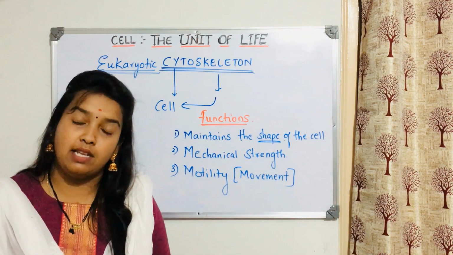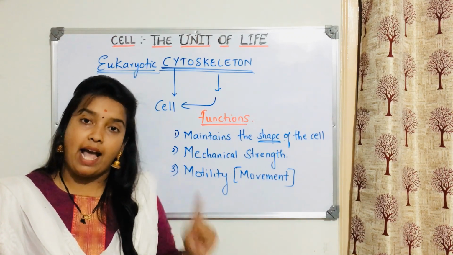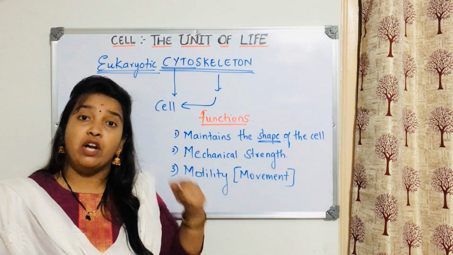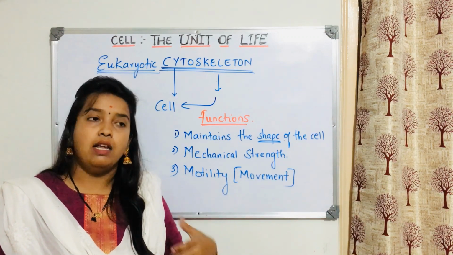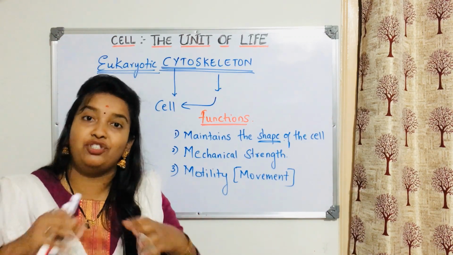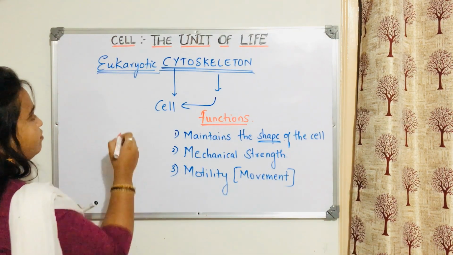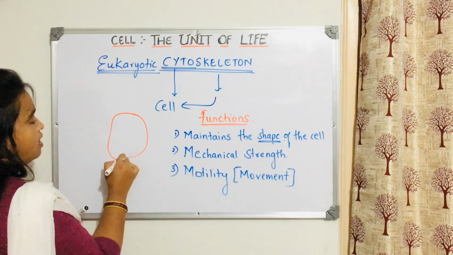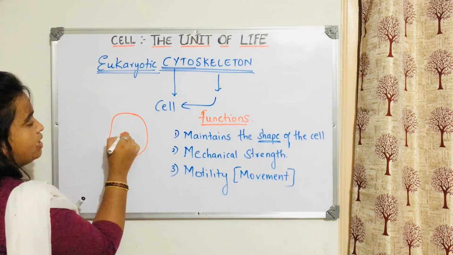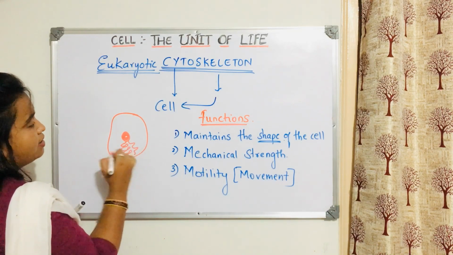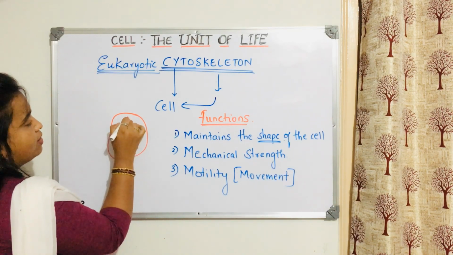What about an animal cell? An animal cell doesn't have a cell wall, but it has the cytoskeleton, which functions like a cell wall. I mean, it functions in giving the shape for the cell. Now, for example, let us consider this is a cell. There is a nucleus in between, and then we have the endoplasmic reticulum like this. We have Golgi bodies like this, all these things.